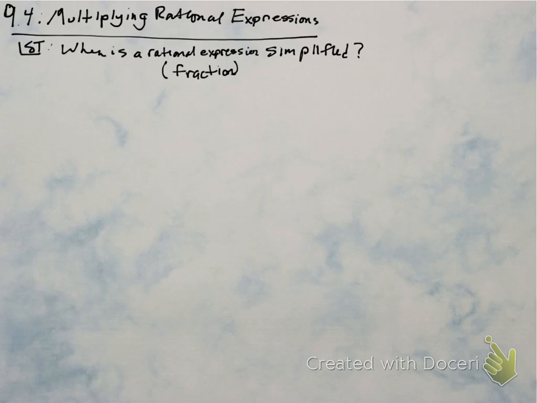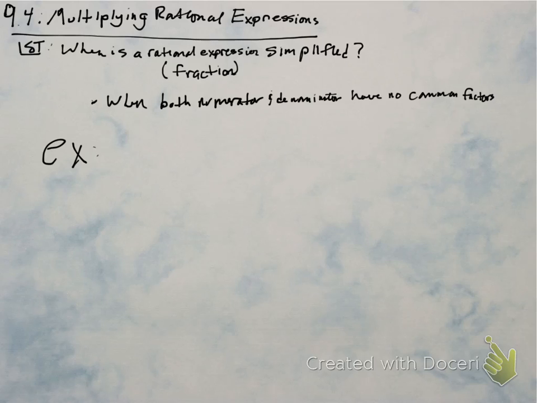The answer to that question is when the numerator and denominator have no common factor. So that's going to be when both the numerator and the denominator have no common factors. For example, let's do a throwback to, I don't know, 5th grade or something like that.